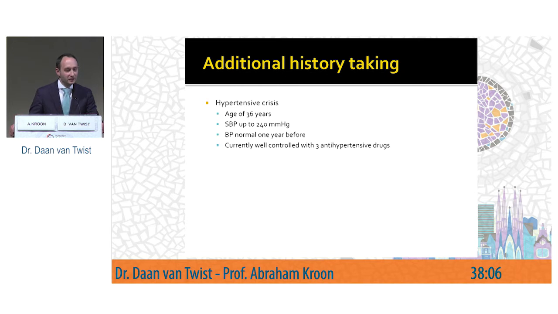And then the patient mentioned that when she was 36, she had a hypertensive crisis with blood pressure up to 240 millimeters of mercury. And she mentioned that 1 year earlier, her blood pressure was fully normal. She had a checkup at her general practitioner. It was normal. So in 1 year, it increased from normal to 240 millimeters of mercury. At the time of admission, this was well controlled with 3 antihypertensive drugs.